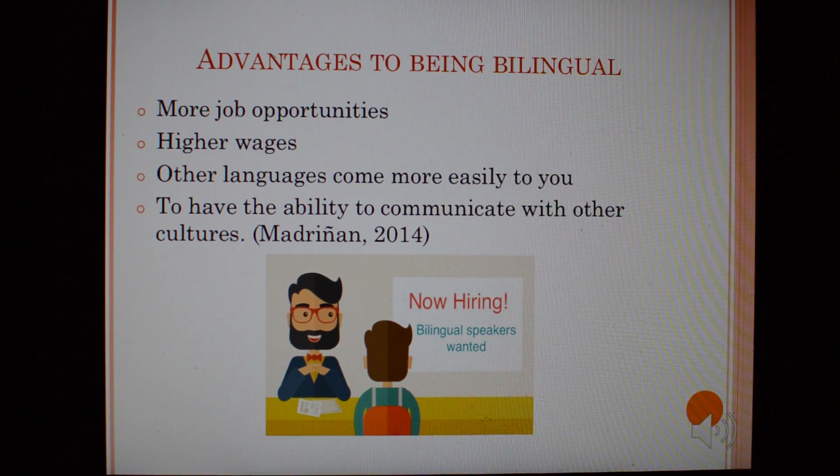There are many advantages to being bilingual. Some of them are more job opportunities, higher wages for those jobs. You have the ability to communicate with different cultures, and you also will learn second languages more easily.